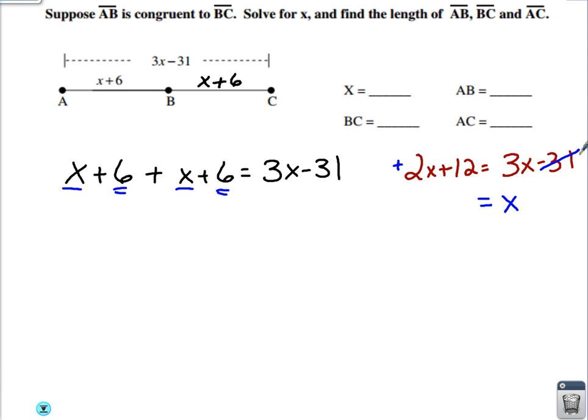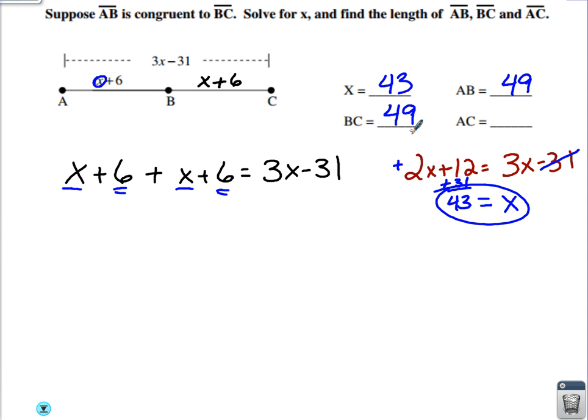Minus 31 moves over here by doing plus 31, and I get 43. So x must be 43. Which makes AB no longer x plus 6, but 43 plus 6, which is 49. BC is the same thing. And if I did it correctly, there's two different ways to find AC now, isn't there?